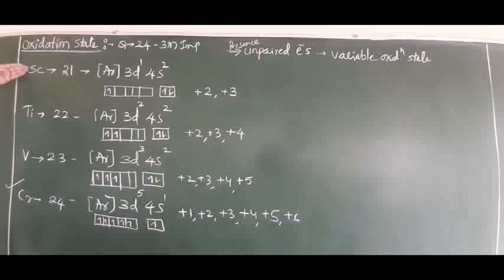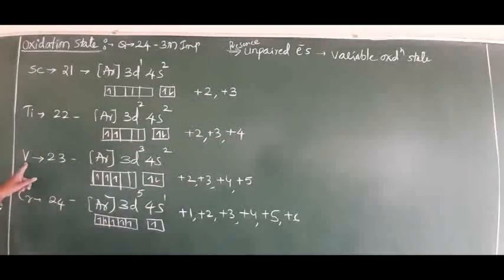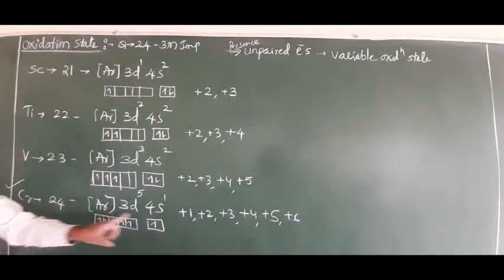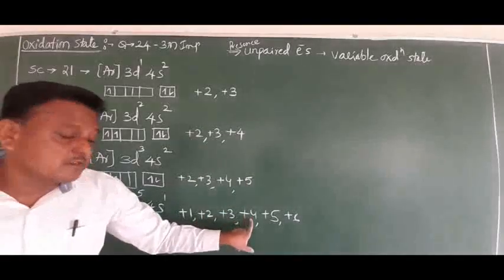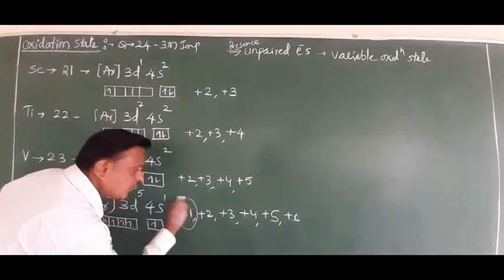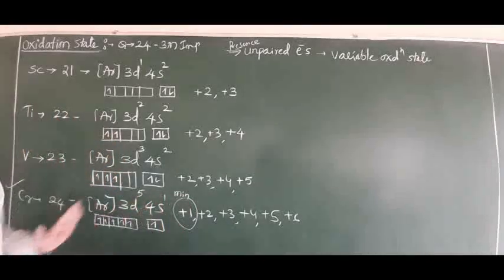Among these 4 elements, scandium has +2 and +3, titanium has +2, +3, +4, vanadium has +2, +3, +4 and +5, chromium has +1, +2, +3, +4, +5 and +6. Keep in your mind, +1 is the minimum oxidation state at this stage.